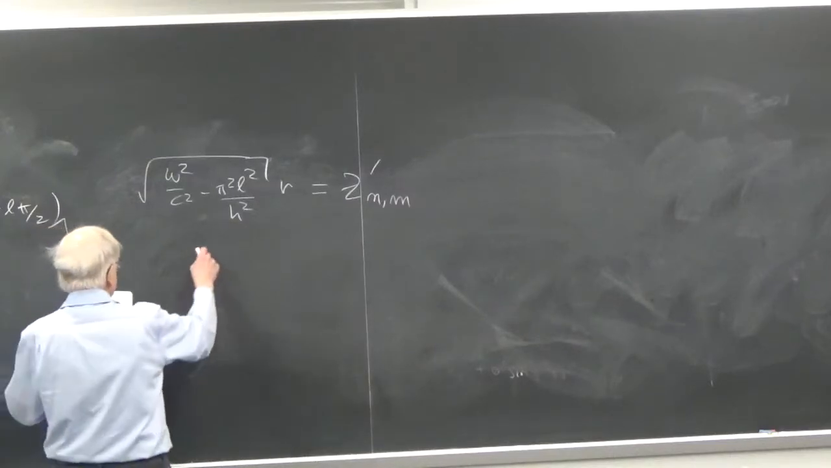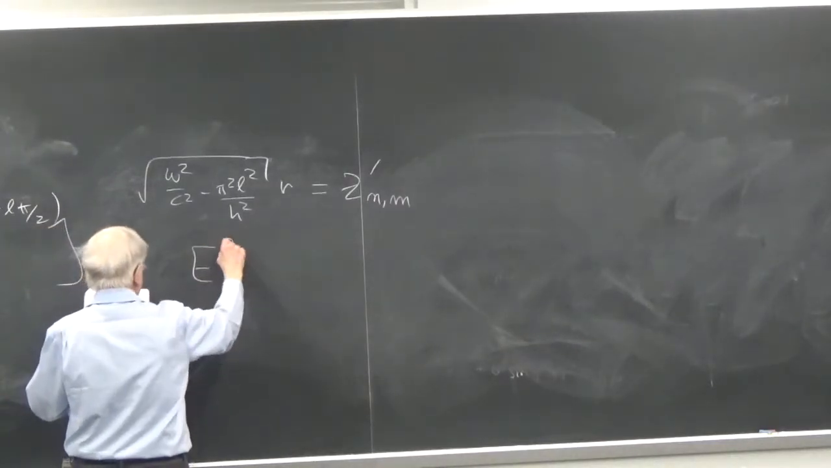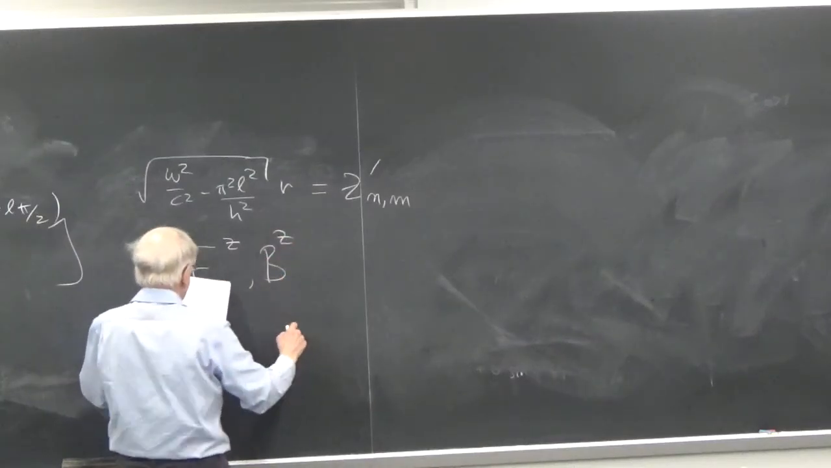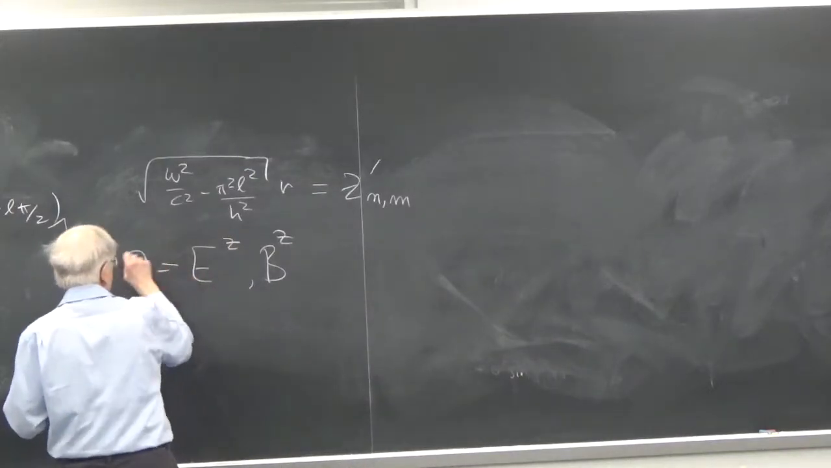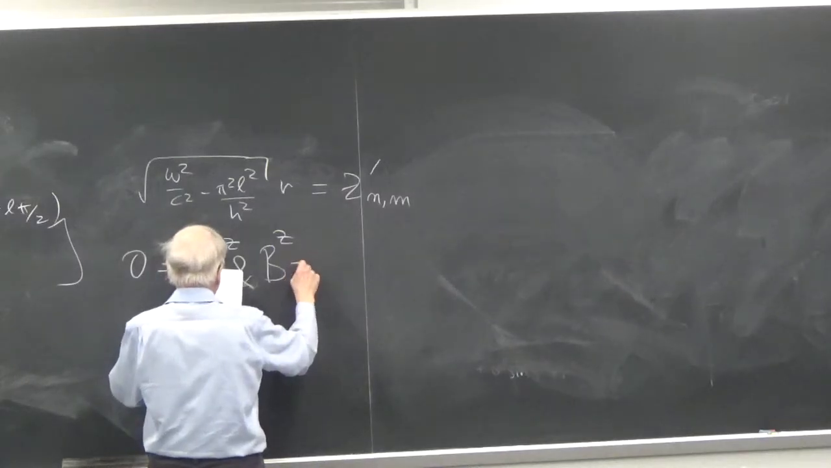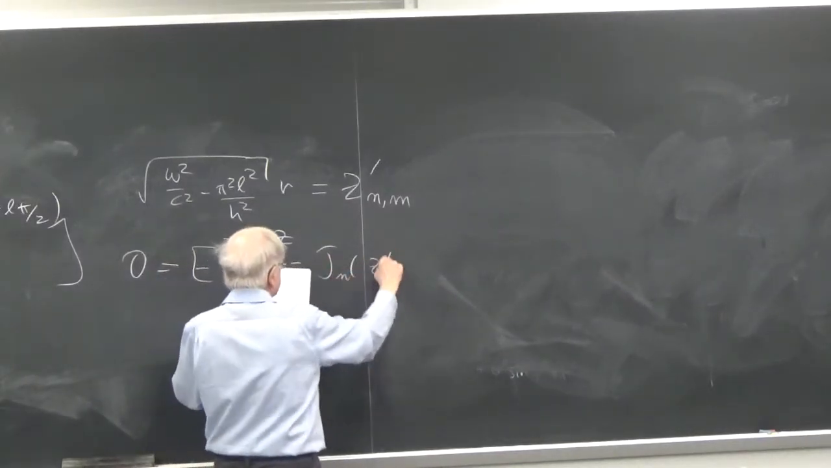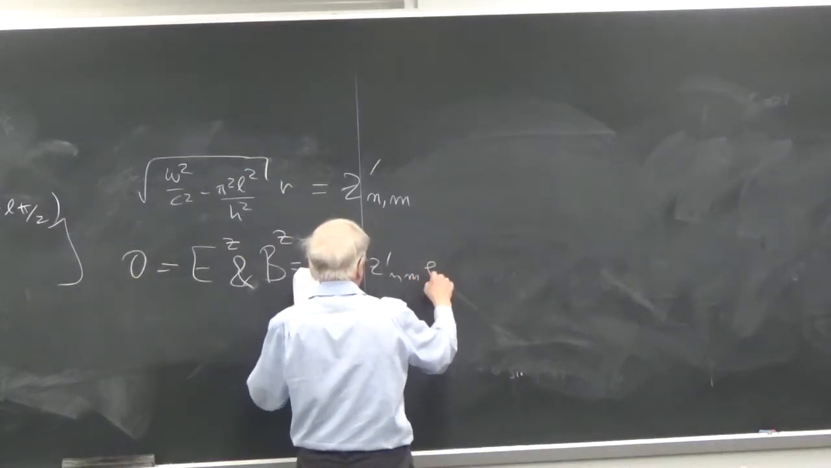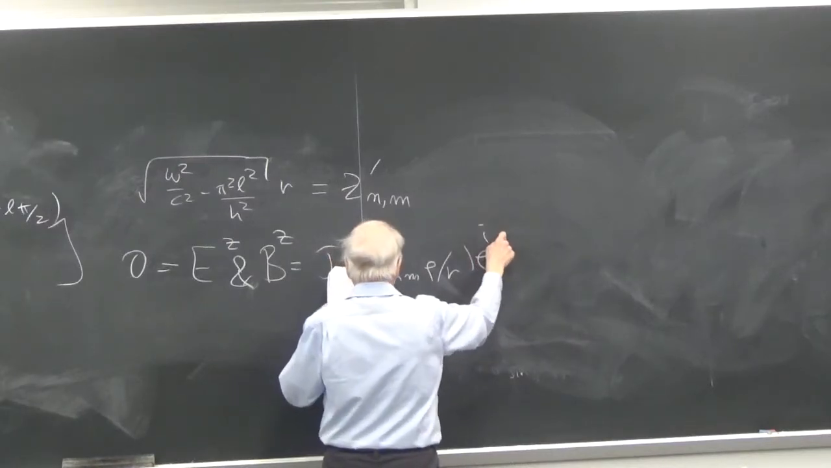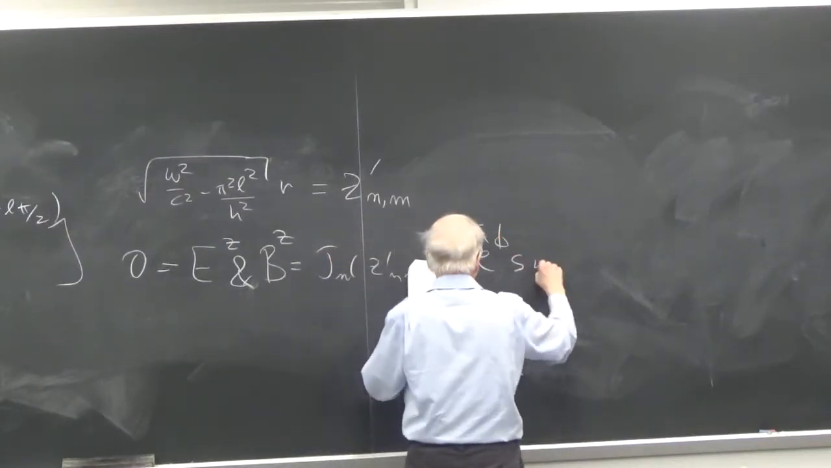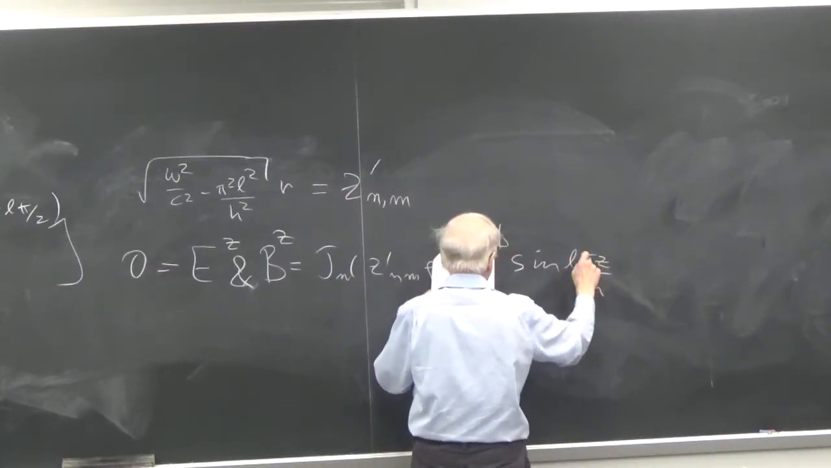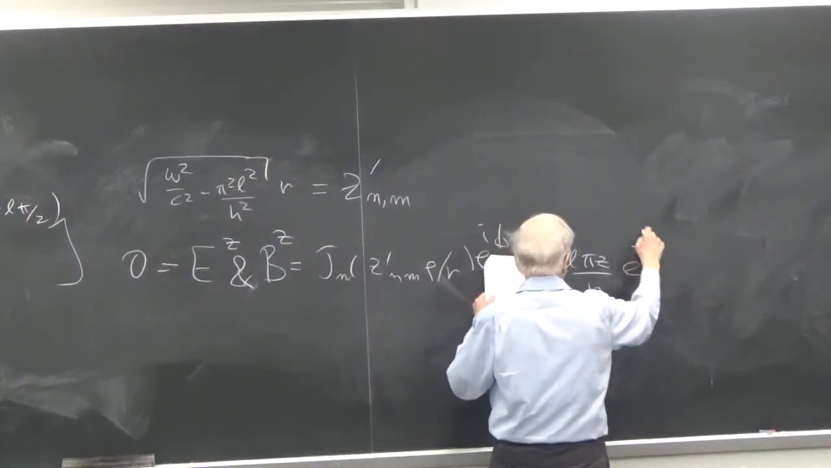And what we're going to say here is we want to show that EZ and BZ, that EZ is 0 and that BZ is Jn of Z prime and M rho over R e to the I phi sine L pi Z over H e to the minus I omega T.